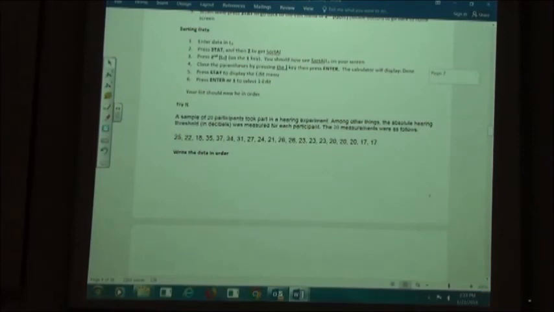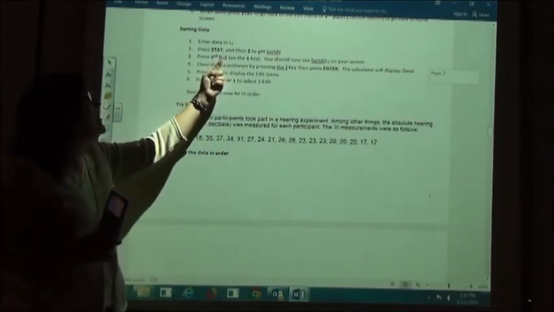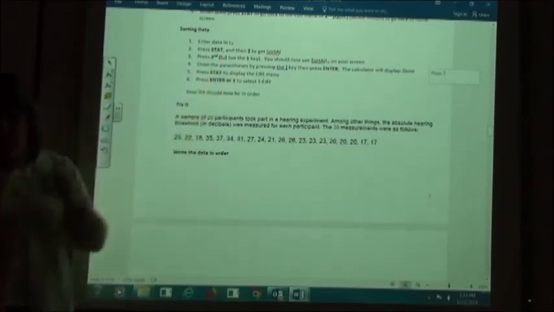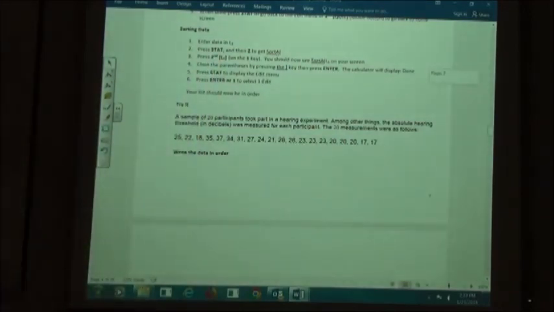What I would do after I have my data entered into list 1, which we did, we're going to hit Stat again. And then we're going to pick number 2, which says Sort A. Now we have to tell it which list to sort. Since we put our data in list 1, we're going to put list 1 in there. To do that, you hit the second function button, and then you're going to hit number 1. Notice above the 1 key, list 1 is in blue. So you're going to hit second and the number 1, and then you should see the little L1 show up there.